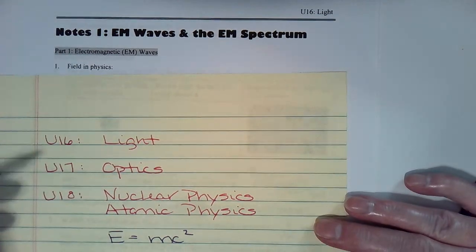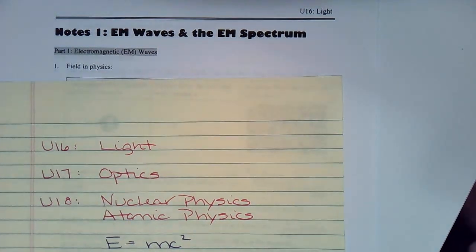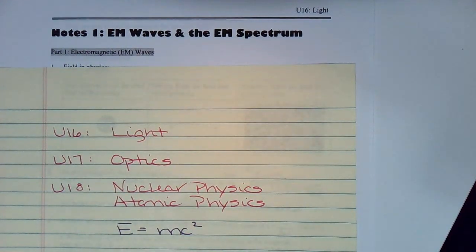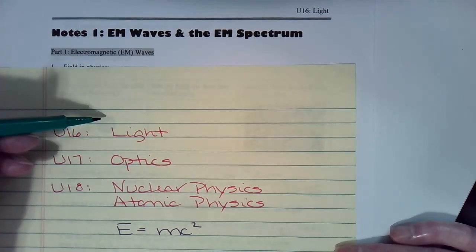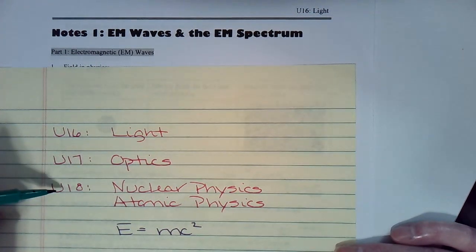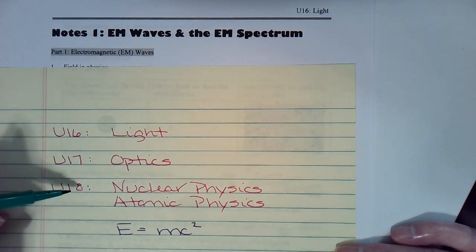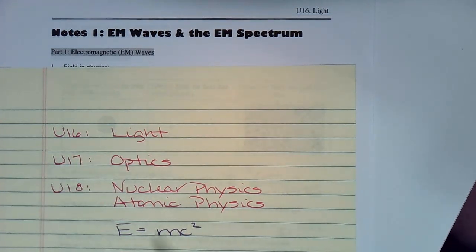But I put a piece of paper in front of the notes because I want you to see where we are in the big picture. In an ideal school year, I like to get down to what I call Unit 18, which is Atomic and Nuclear Physics. And I like my very last set of notes to be E equals mc squared, because it would be nice for you to walk out of high school physics with a better understanding of what that equation is and where it comes from.